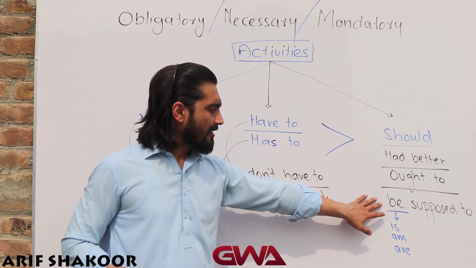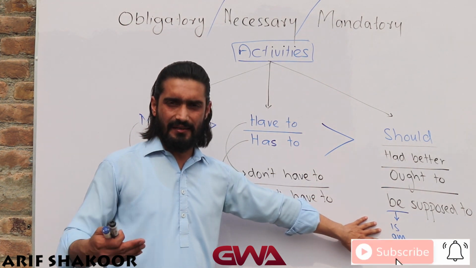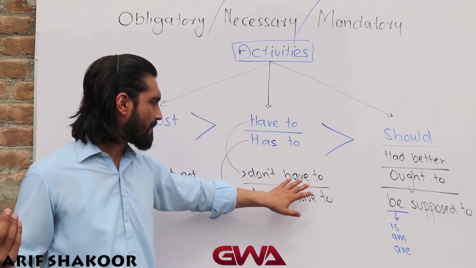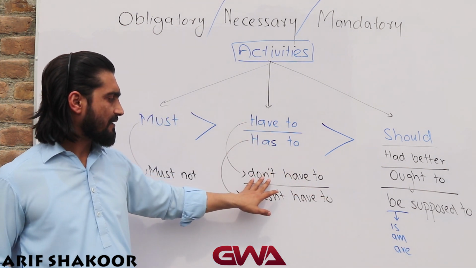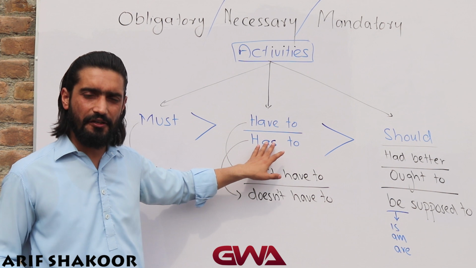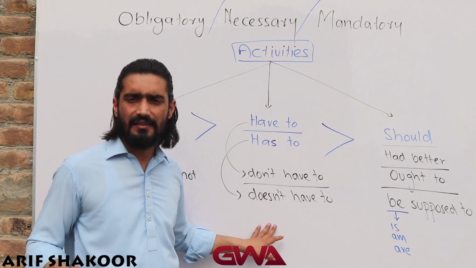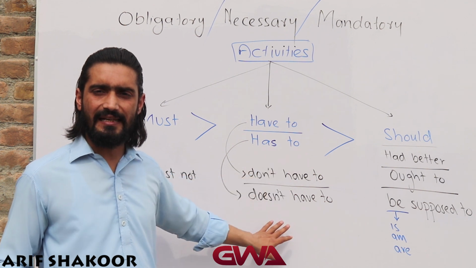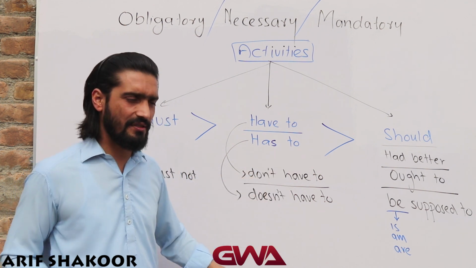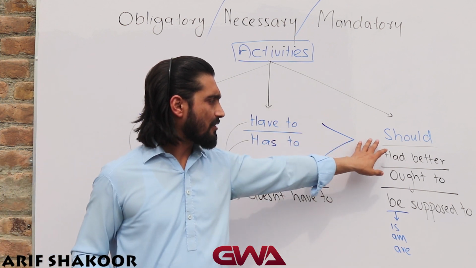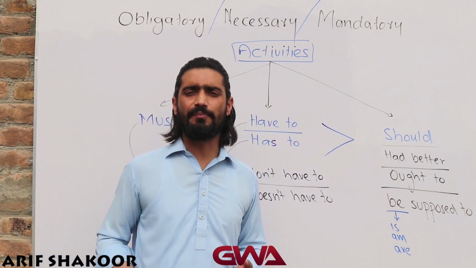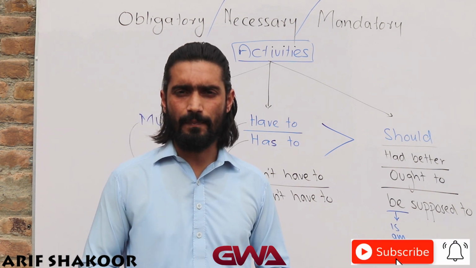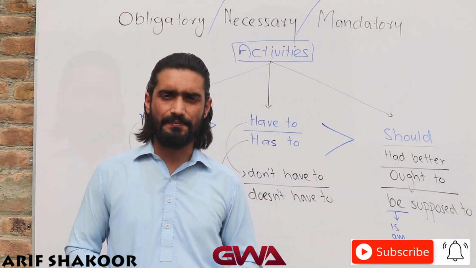Now be means is, am, are in the present and future, while was, were in the past. Okay. The negative form of have to is don't have to, and the negative form of has to is does not or doesn't have to, because have to is used with plural subjects and has to is used with singular subjects, while must, should, had better and ought to can be used with all subjects, whether they are singular or plural. Let's have some examples.